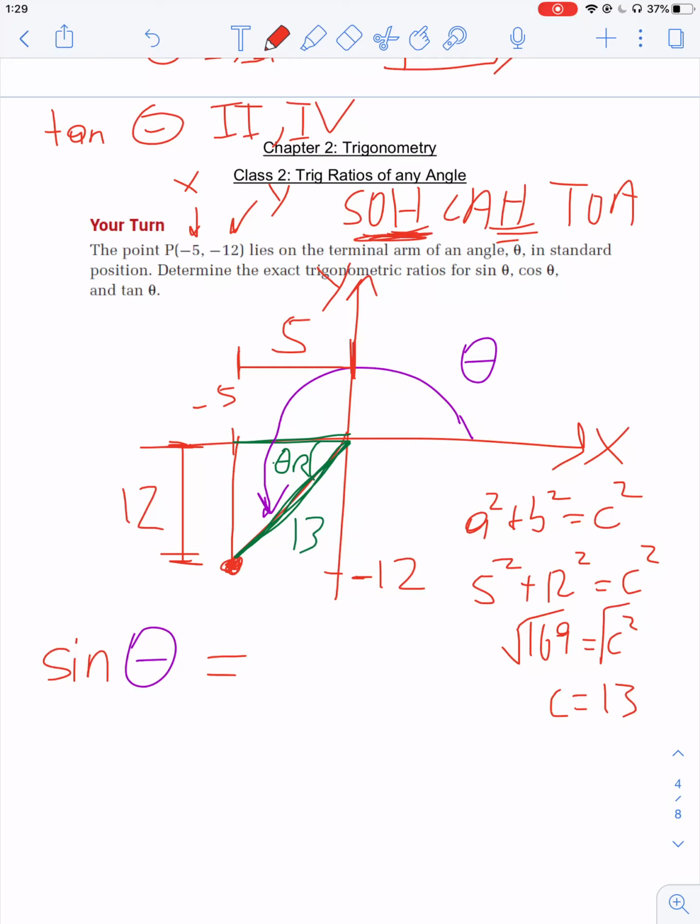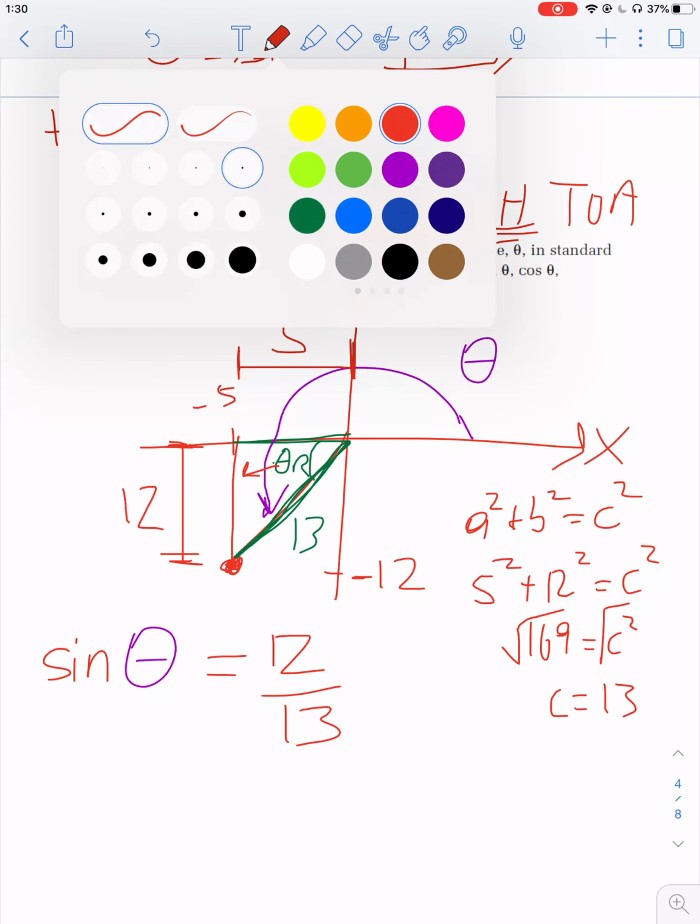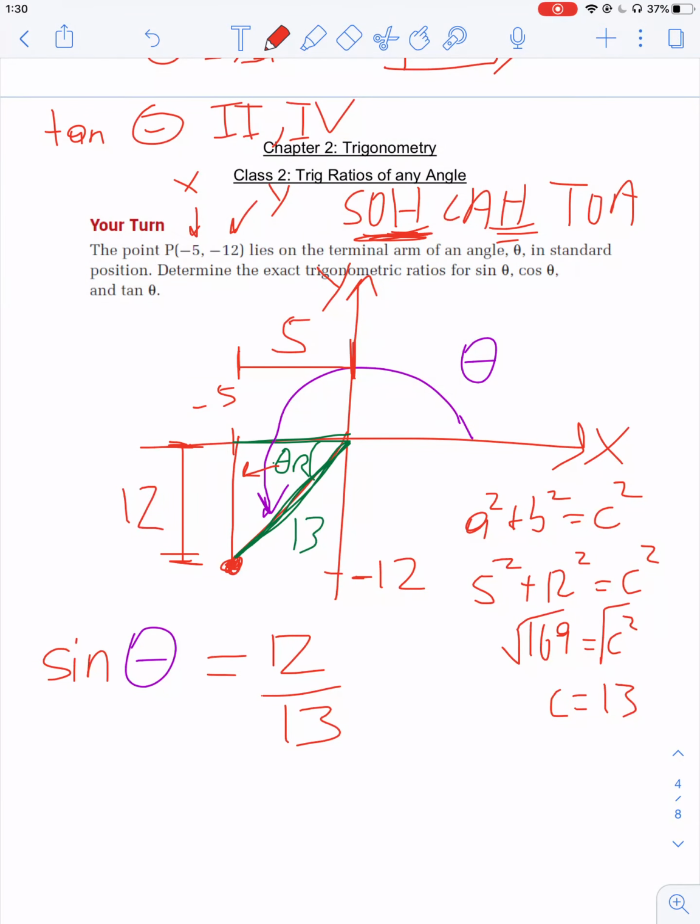SOHCAHTOA tells me that sine is opposite over hypotenuse, so the side opposite my angle, 12, over my hypotenuse. But remember, sine is your y coordinate. So if you look at this point over here, is your y coordinate positive or negative? It is negative, right? So your y coordinate is negative, and I'm going to have to insert the negative sign manually.